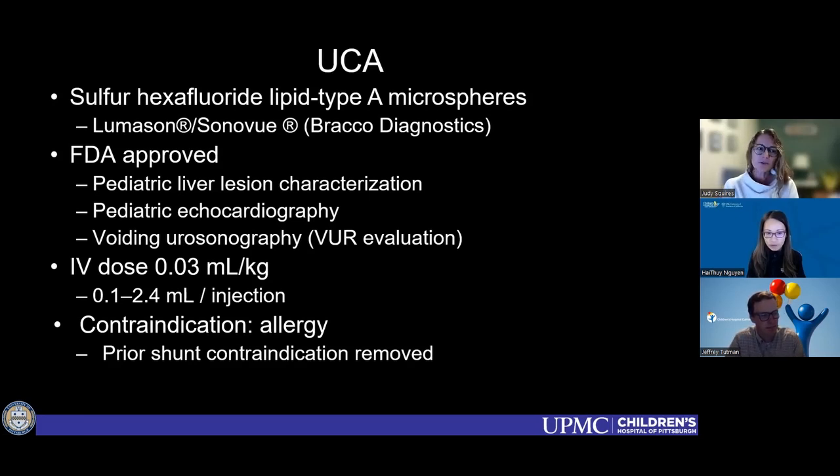The dose that people use is somewhat variable. The package insert or the approved dose is 0.03 milliliters per kilogram, which gives you anywhere from 0.1 to the adult size dose of 2.4 milliliters. You'll read in the literature that some places will use an age-based, sort of bulk dose that they give, but we will still calculate the dose that we give based on weight.